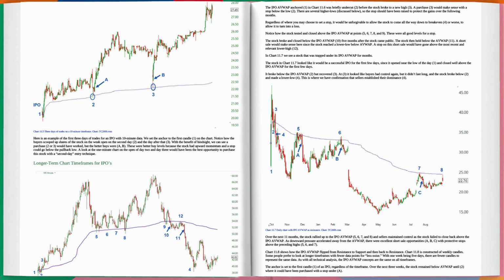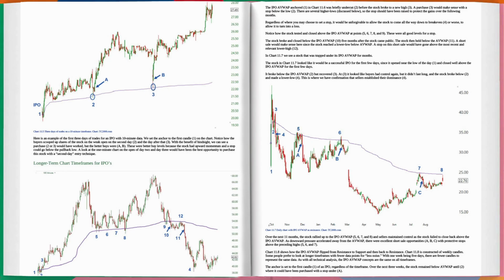The stock broke and closed below the IPO AVWAP (10), 5 months after the stock came public. The stock then held below the AVWAP (11). A short sale would make sense here since the stock reached a lower low below AVWAP. Stop on this short sale would have gone above the most recent and relevant lower high (12).